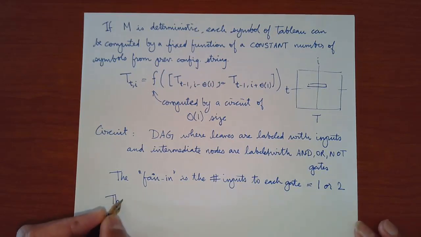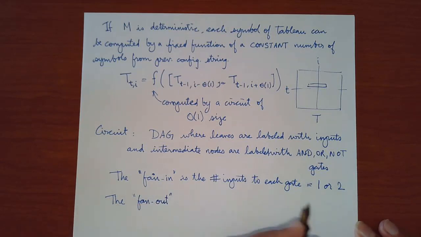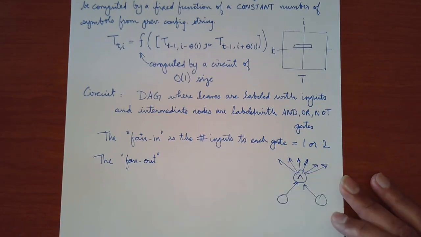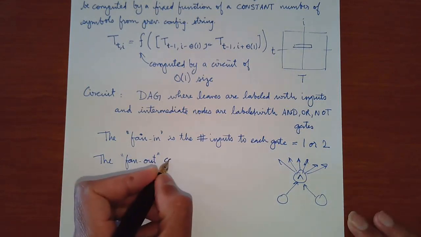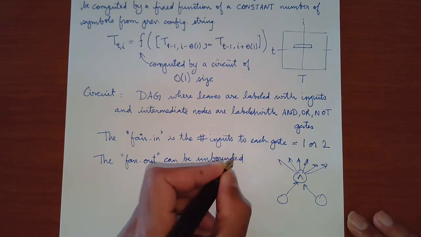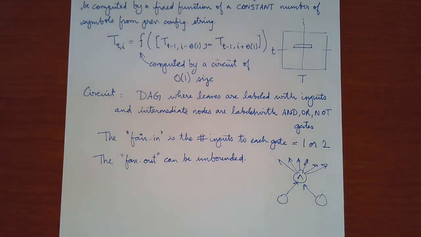The fan-out. Note that if it's a DAG, maybe we use this symbol, but it could be fed to many different places, right? There could be many wires that you could use. The fan-out can be unbounded. So this is the setting we'll consider. You'll see that most of these don't really depend on these explicitly, but for now, let's stick with this. The fan-in is bounded and the fan-out is unbounded.